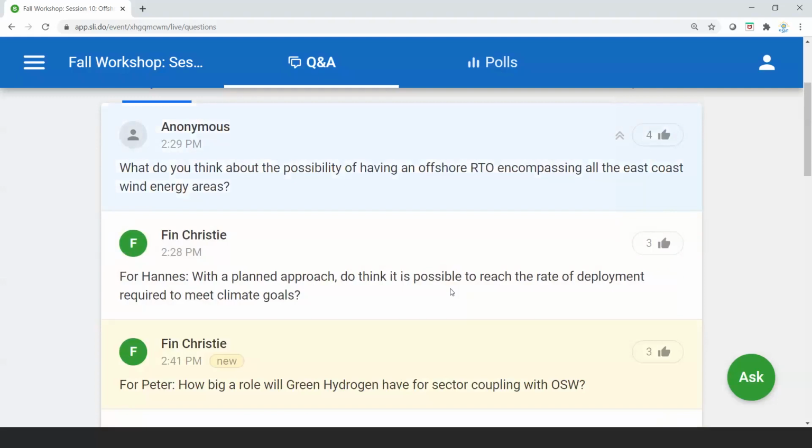I don't think it's the ideal. You want to minimize seams between RTOs, and as I mentioned, this is already a difficult part of the country because you've got a seam between PJM, New York, and New England, where most of the lease area is, and that just complicates the transmission planning and cost allocation, as well as there being market inefficiencies at those seams.